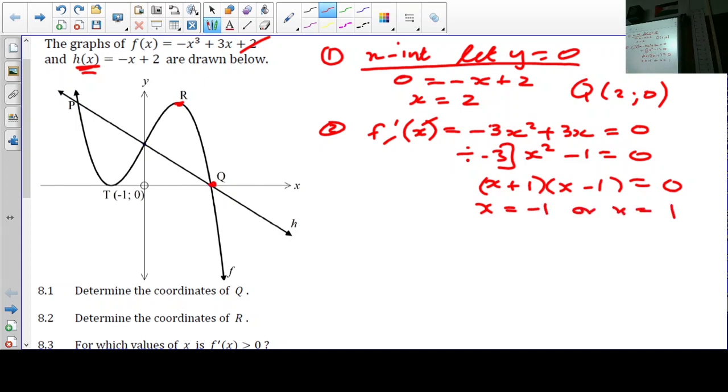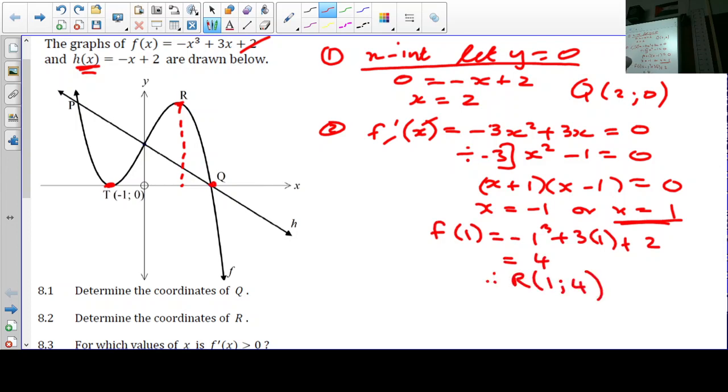Why are there two solutions? Of course, there are two points where the graph turns. Got two turning points, but we are interested in this one here, because it is on the positive part of your x-axis. Makes sense? Let me first get the R. Then what do I do? I substitute 1 back into the original function. f of 1 equals negative 1 cubed plus 3 times 1 plus 2. It gives you 2 plus 2, which is 4. Therefore, R is going to be (1; 4).